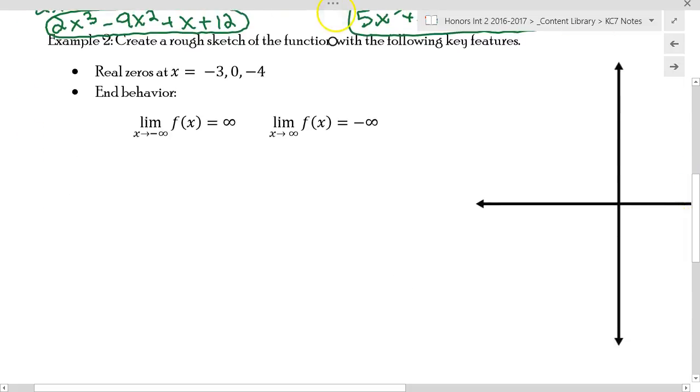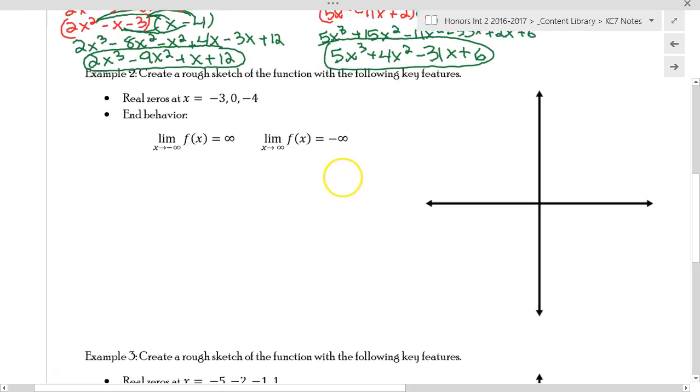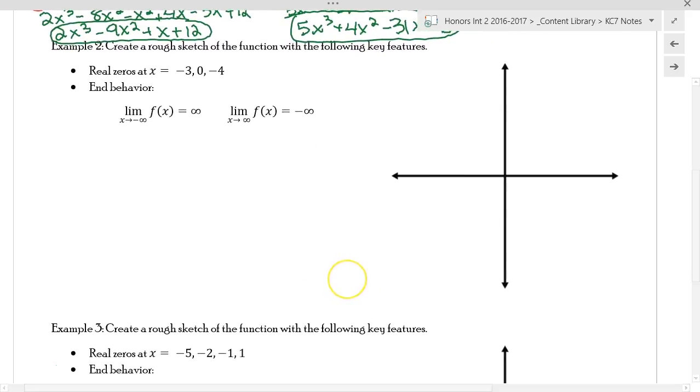Then looking at example 2. Example 2 says, create a rough sketch of the function with the following key features. I want my real zeros at x equals -3, 0, and -4. And I want the end behavior where as x is approaching negative infinity, it's going to infinity. And as x approaches infinity, it goes to negative infinity. So what I'm going to do here is start with my zeros. I have a zero at negative 3, at 0, and at negative 4. So those are my x-intercepts.